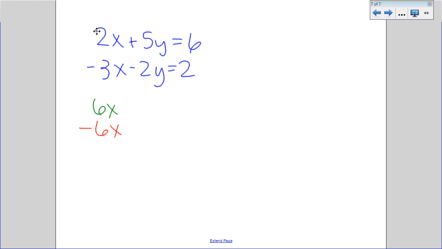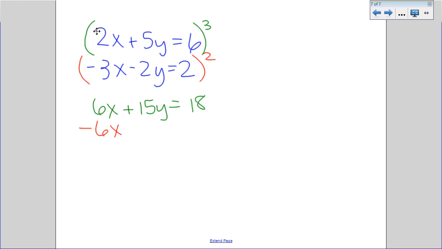What do I have to multiply 2 by to make it 6? So we're going to multiply this entire equation by 3. What do I have to multiply negative 3 by to get negative 6? And it's going to be positive 2 because I don't need to change my sign, correct? Positive stayed positive, negative stayed negative. So, 3 times 2x is 6x. We knew that. We made that happen. What's 3 times 5? 15. And 3 times 6 is 18.